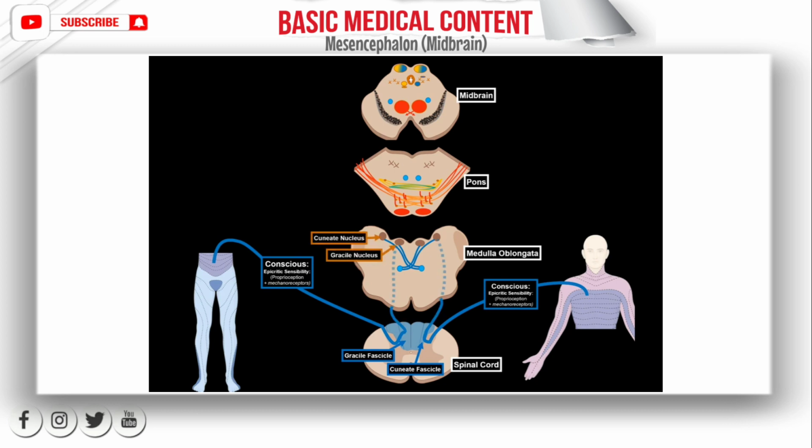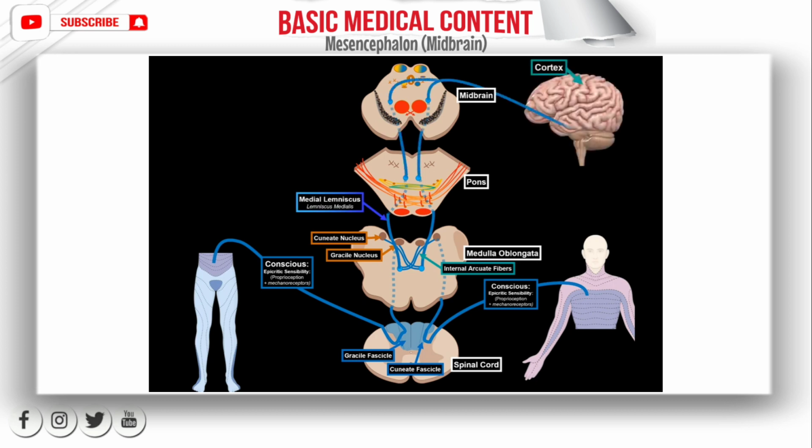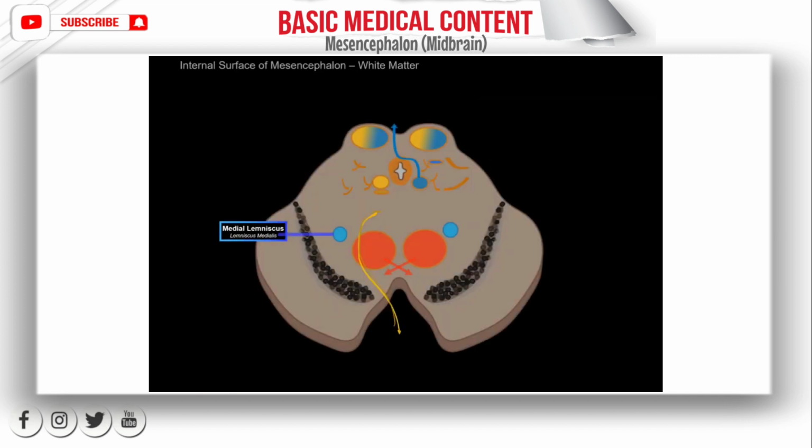They ascend to the gracile and the cuneate nuclei in the medulla, then fibers will leave as either external arcuate fibers or internal arcuate fibers. The internal arcuate fibers will cross to the other side, then they will ascend as the medial lemniscus, which is what you see here in the midbrain. They will ascend to go to the primary somatosensory area in the cerebral cortex. So that is the medial lemniscus.